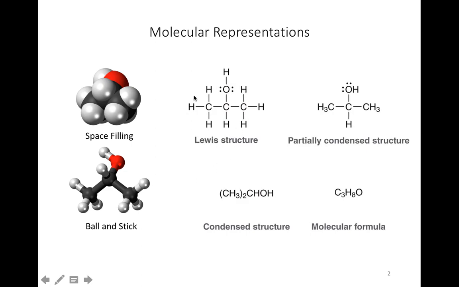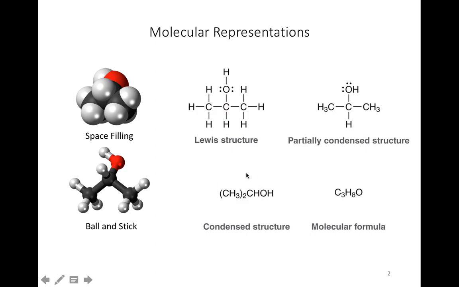We've already seen Lewis structures. Oftentimes we'll use these partially condensed structures where, rather than writing the hydrogens coming off everything, we just sort of condense the hydrogens down. And so you might also see in a partially condensed structure, rather than writing this H down, we might just write CH. The condensed structures are things that you'll see, especially for simpler molecules. I personally have a hard time interpreting these, and so I don't use them much myself, but because we'll encounter them a lot in textbooks and other sources, it's good to know what they look like.